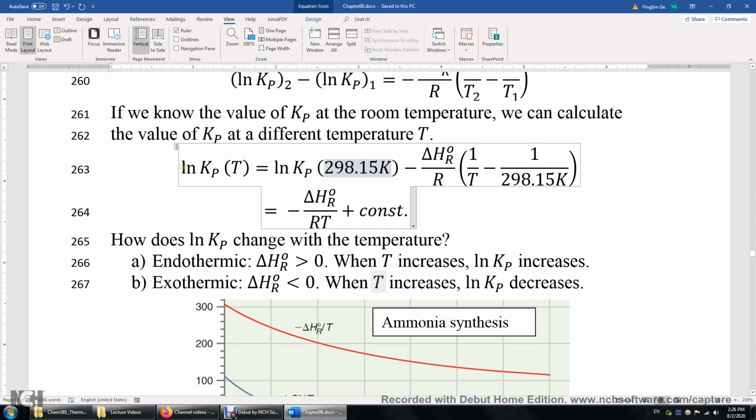Also, we can see this relation. The logarithm of Kp is linear with 1 over T. It's not linear with T. It's linear with 1 over T. And there's a slope. The slope is negative delta H over R. So again, if you plot ln K sub P, the logarithm of K sub P, versus 1 over T, you will be able to get a straight line with a slope of negative delta H over R.